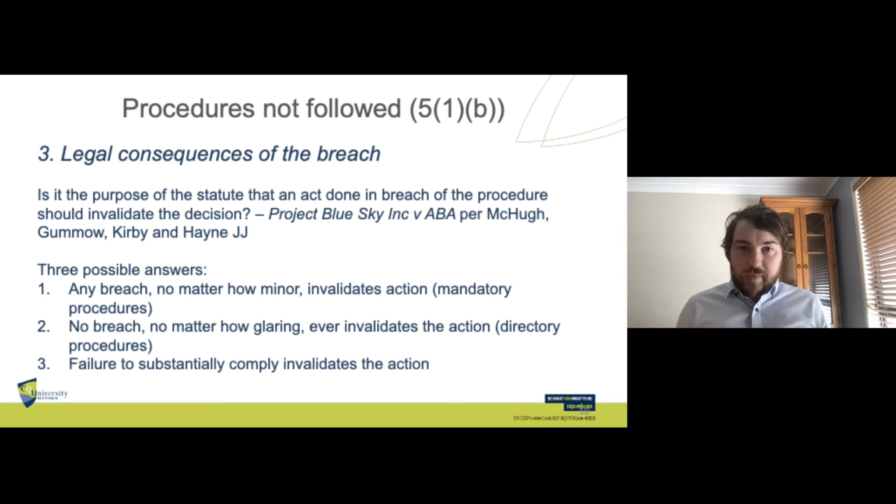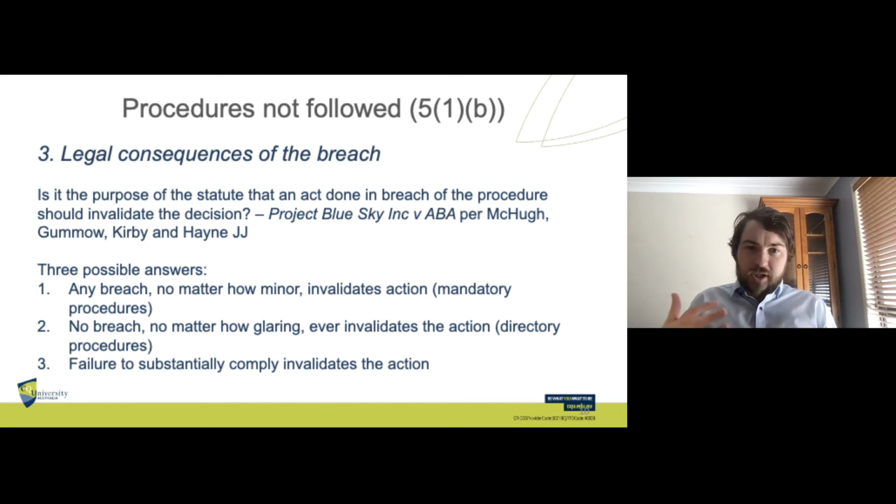What we can draw from that case then is that, one, the test is the purpose of the statute: should an act done in breach of the procedure invalidate the decision? And there's three possible answers to that. The first is that any breach, no matter how minor, should invalidate the action. So a mandatory procedure, it doesn't matter what you do, if you breach that, the decision will be invalid. On the other end, no breach, no matter how glaring, would ever invalidate the action.